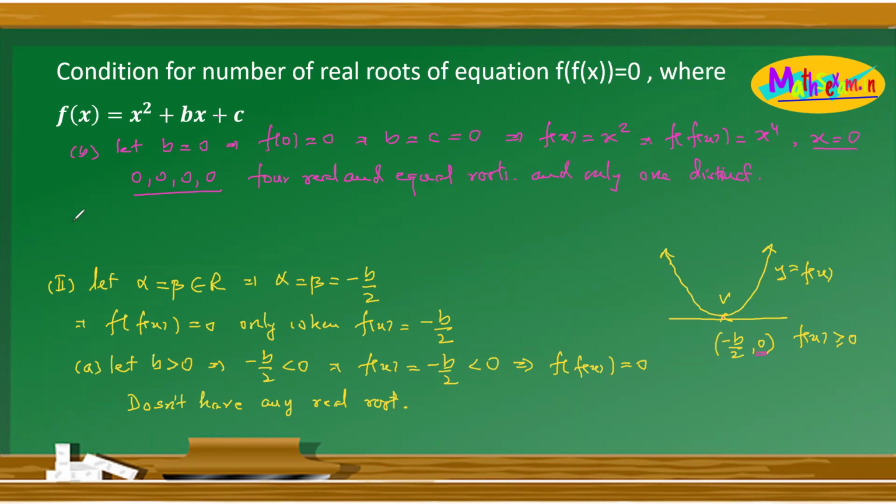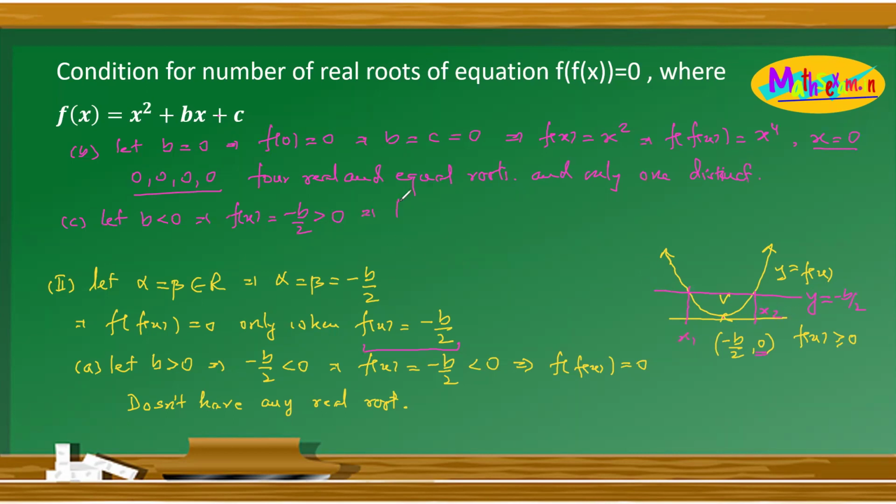So this is what you'll have. Then lastly, if b is negative, that means f(x), which is equal to minus b by 2, because for roots to exist, it must be that f(x) is equal to minus b by 2. If b is negative, that means this is positive. So here we are talking about when does f(x) equal minus b by 2. If it is positive, let us say this is the line which is minus b by 2. So it becomes equal corresponding to x1 and x2.